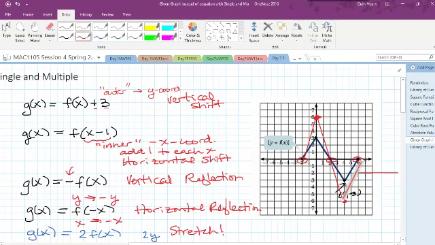Okay, so we get the same shape, this kind of squiggle, the zigzag, but it's stretched away from the x-axis. And what we also mentioned is that if that had been instead of a 2, like a half, you would compress it closer to the x-axis.